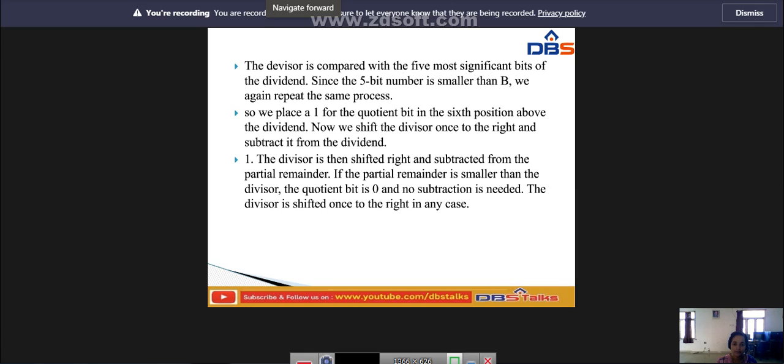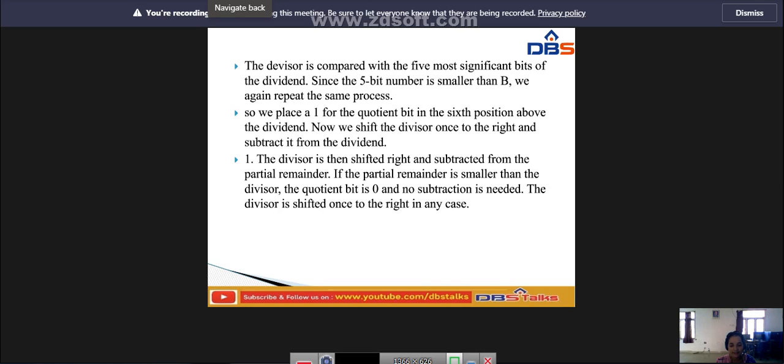Whatever the remainder is there, it continues the process. If the remainder is 0, the result will end successfully here.